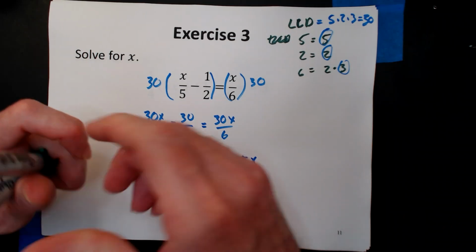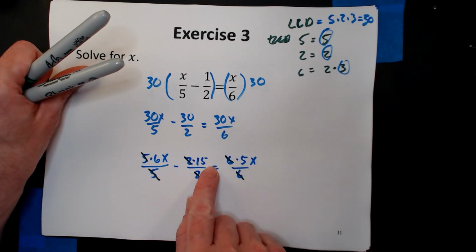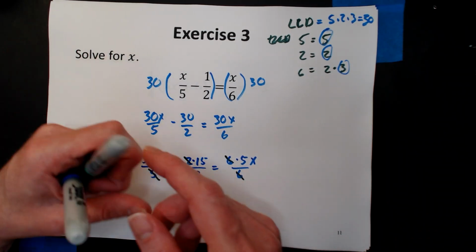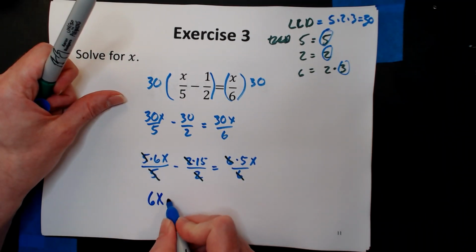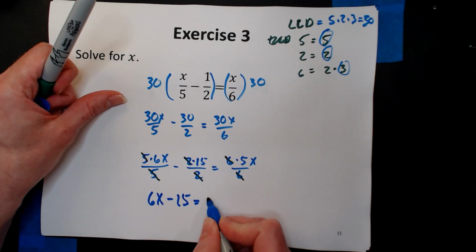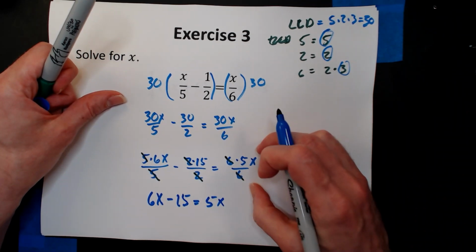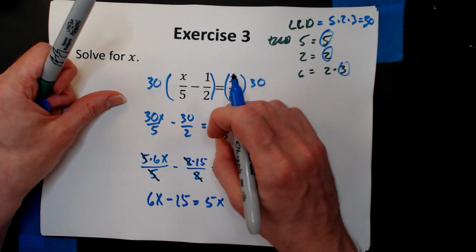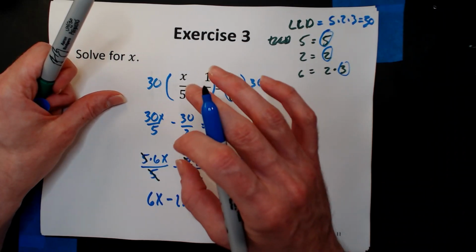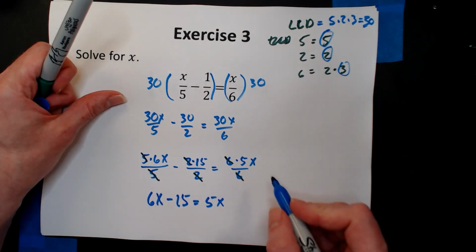Now if you wanted to go straight to the step where you said 6x minus 15 equals 5x, that would be acceptable. This intermediate step may not be needed for some students. If you need to show it, especially if there's a lot of division going on, maybe it's not necessarily clear what's going on, I would definitely leave it.